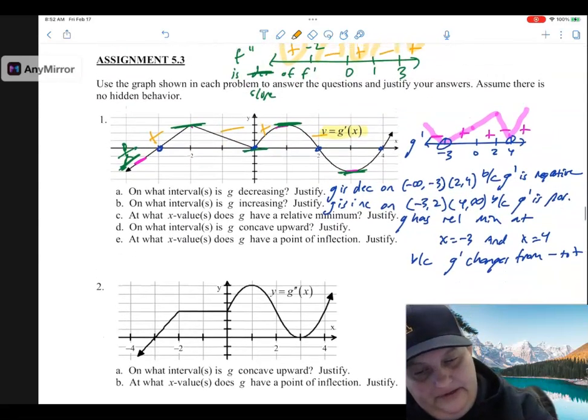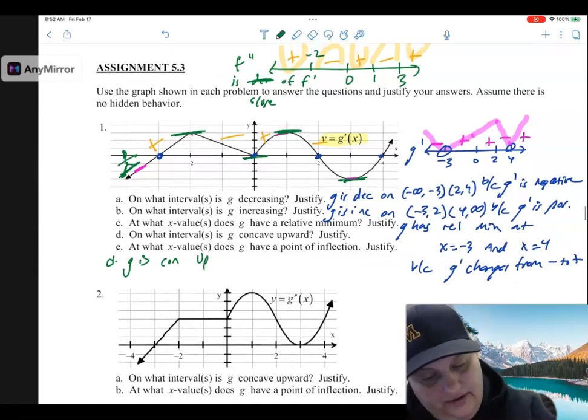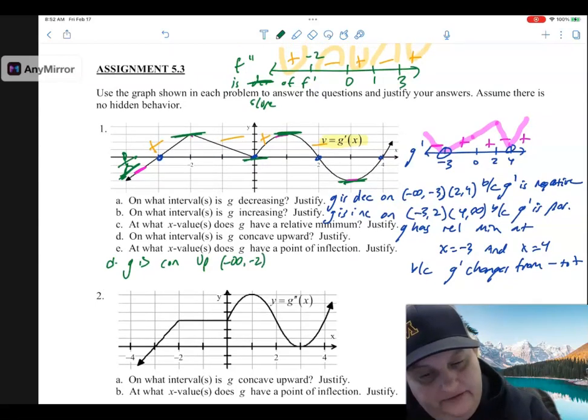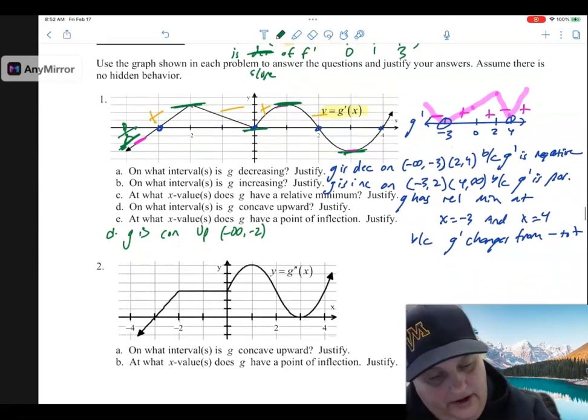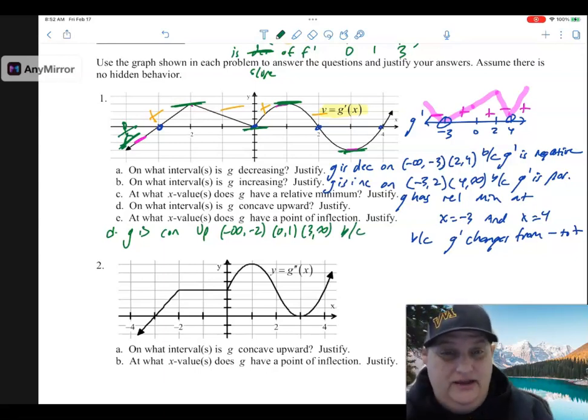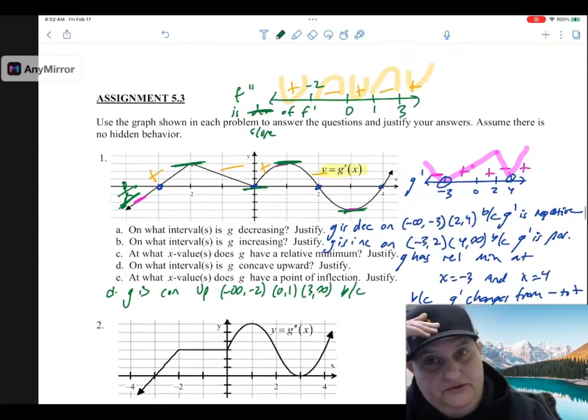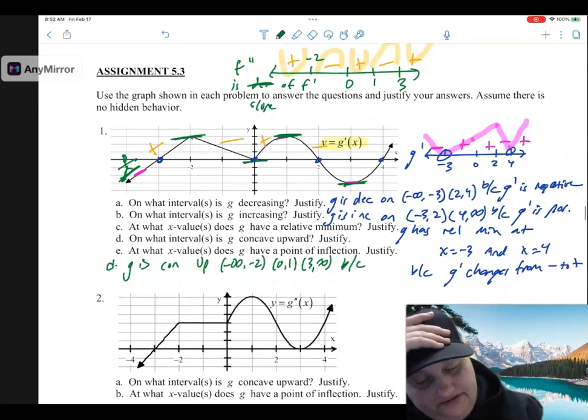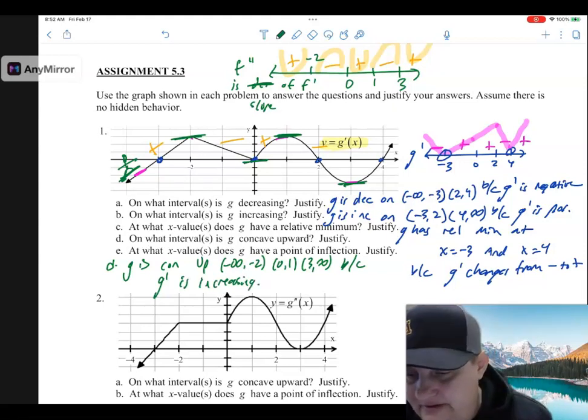Okay, so let's see if we can write up D and E. Where's G concave upward? So G is concave up, negative infinity to -2, 0 to 1, and 3 to infinity. Because, okay guys, now we can't say second derivative is positive, even though that's what we want to say. We can't say second derivative is positive, but we can say first derivative is increasing. Okay, always take it back in terms of the first derivative.